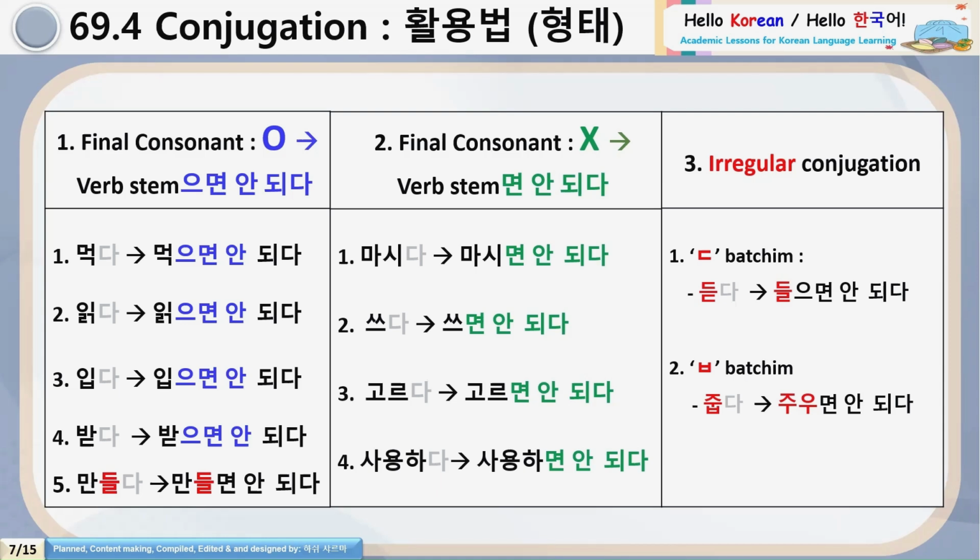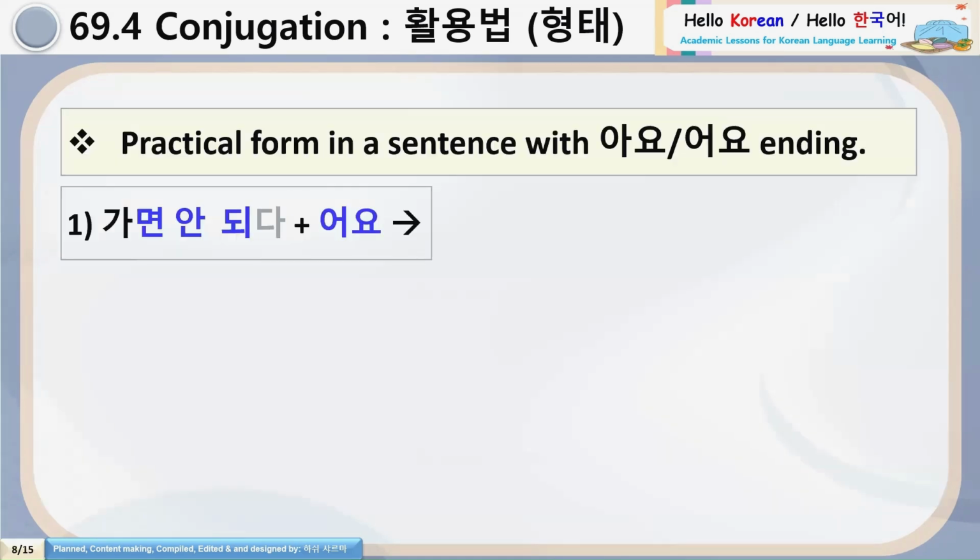Yes. Now, how will this grammar look practically in a sentence? Because the grammar ending is da, we need one more grammar to complete the sentence. So let's take the simple sentence ending ayo eoyo and see number one here. 가면 안 되다. Add ayo. What do we have to add? We have to add yo here. So it will be changed to 가면 안 되어요.